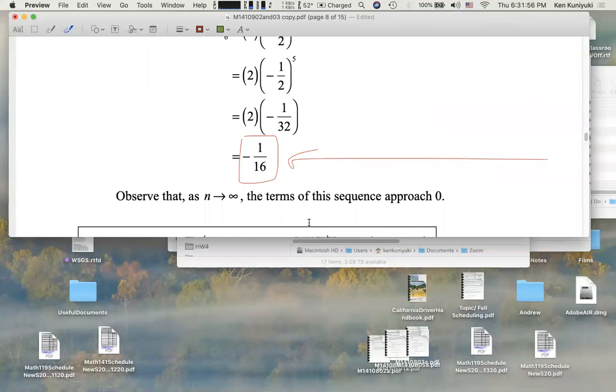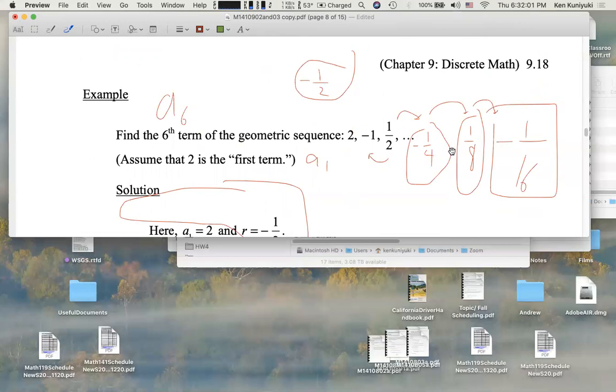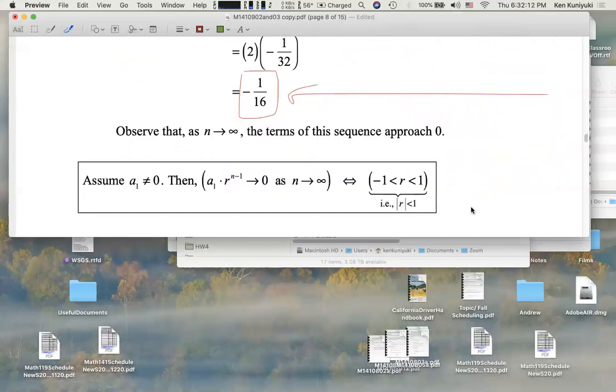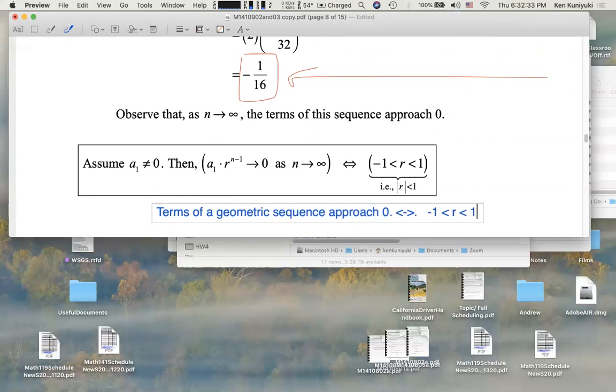Now, incidentally, as n approaches infinity, what do these terms seem to approach? If you keep going on and on, and you multiply by negative 1/2, what seems to be happening? They're approaching 0. They seem to be approaching 0, and they do. When do the terms of a geometric sequence or series approach 0? That happens if and only if r is strictly between -1 and +1.